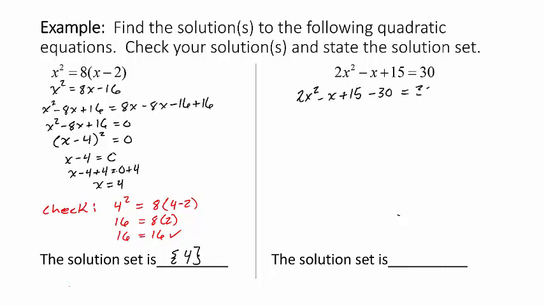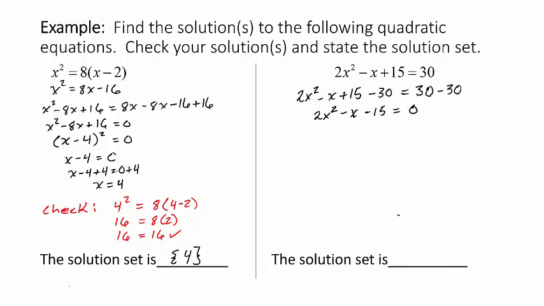So with this, take 2x squared minus x plus 15, and I want to subtract 30 from both sides, right? Equals 30 minus 30. Okay, so I'm subtracting 30 from both sides. So that will give 2x squared minus x, and 15 minus 30 is minus 15, equal to 0. Okay, so 2x squared minus x minus 15 equals 0.